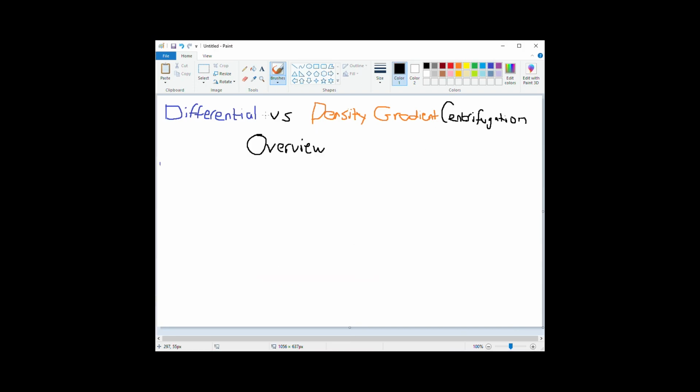To sum up, a brief overview, just on some of the differences we covered in this small chalk talk. Differential centrifugation separates based on size. Density gradient separates things based on density. Differential centrifugation separates cells, larger molecules. Density gradient looks at sort of very small molecules, particles.